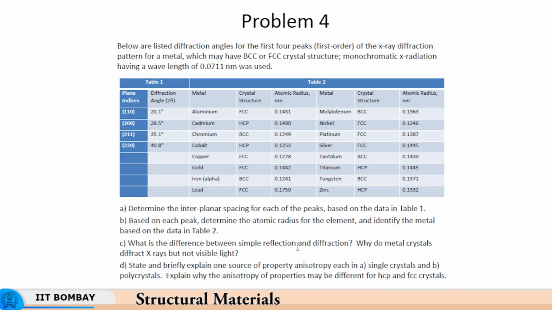Which may have a BCC or FCC structure. So you want to find out whether it has a BCC or FCC structure. A monochromatic X-ray radiation of wavelength 0.0711 nanometers was used, and what we have got, for different planar indices 110, 200, 211 and 220, is the diffraction angle 2 theta. We have also been given the different structures of different elements, and their corresponding atomic radii.